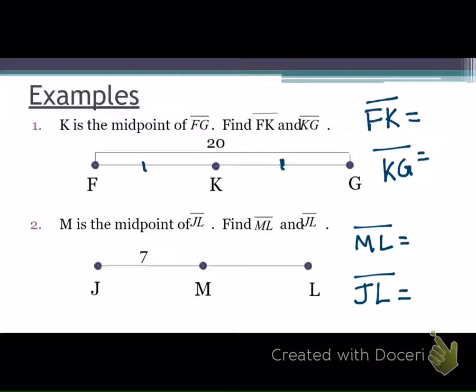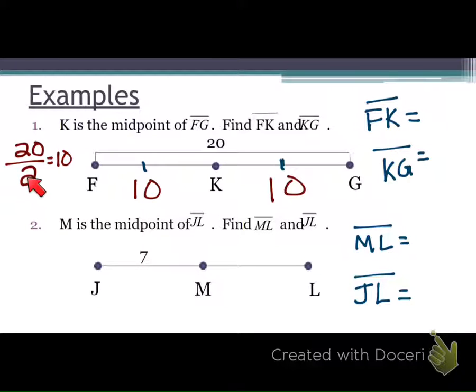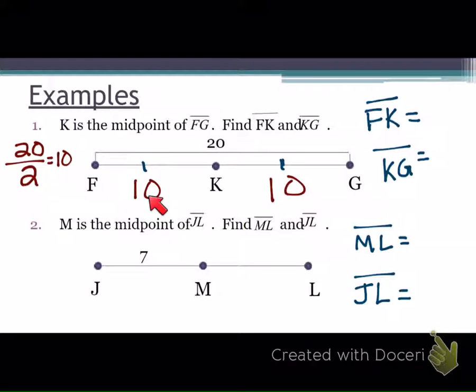That would add up to the number, and they would be the same thing. So what do you think I'm going to divide 20 by to get each little segment? I'm always going to divide by 2. What's 20 divided by 2? 10. Would that make sense if FK is 10 and KG is 10? Yeah. 10 plus 10 gives me 20. Because I have to have the same number. So I'm always going to divide by 2 if I have the whole thing and I need each little piece. So FK equals 10 and KG equals 10.